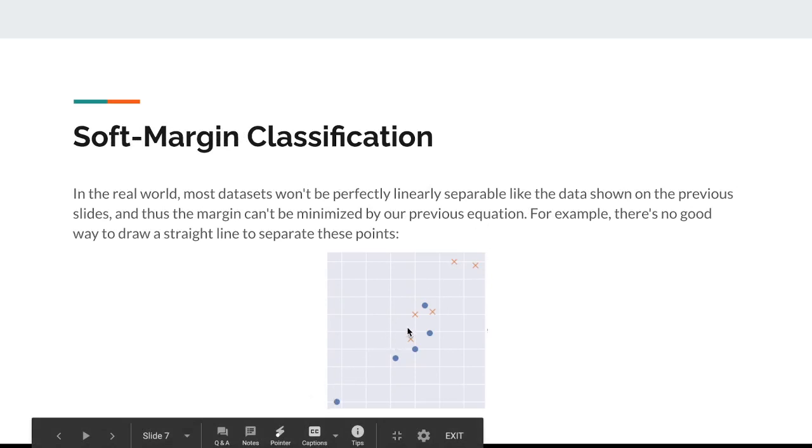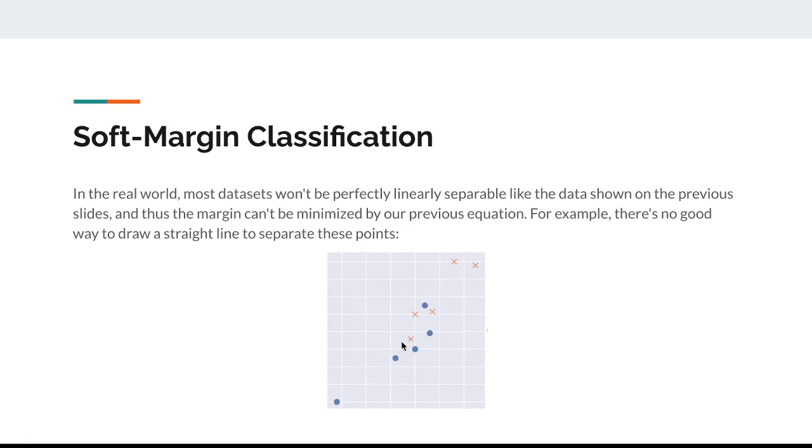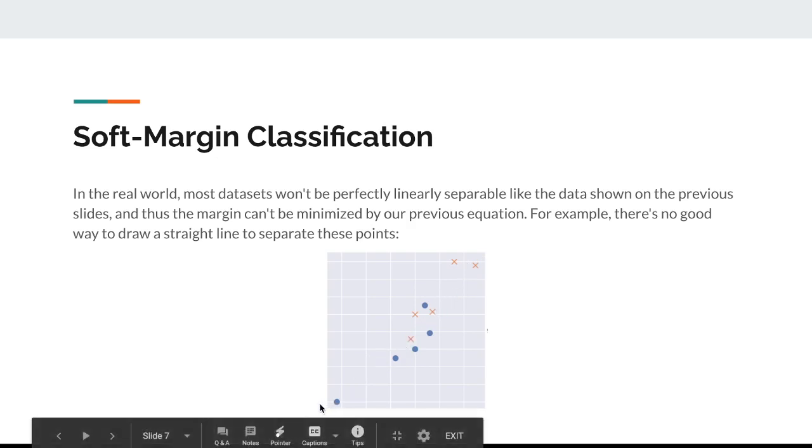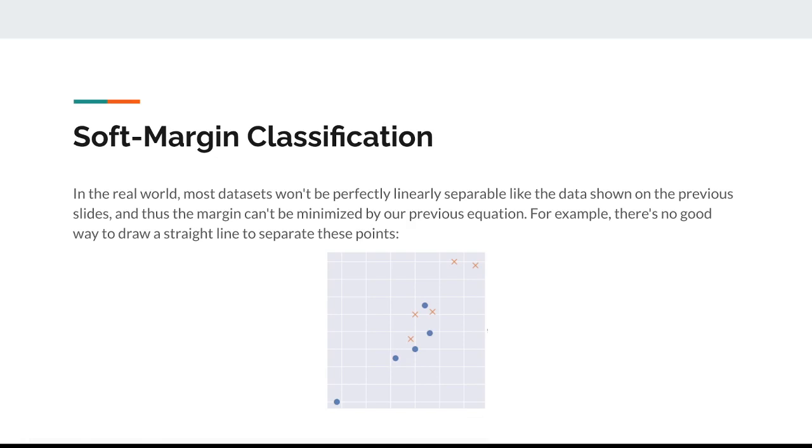For example, if I draw a line going through here, we will always at least misclassify one point. There's no way to draw a straight line that would separate both of these classes correctly. And the problem with this is that our loss function would never be able to minimize completely if there are some points that are always incorrect.